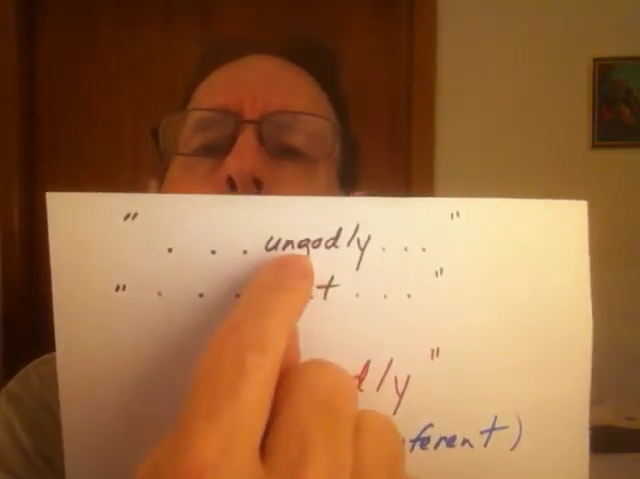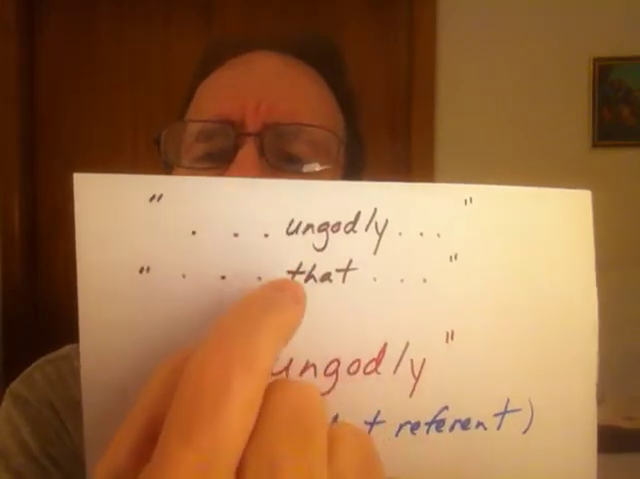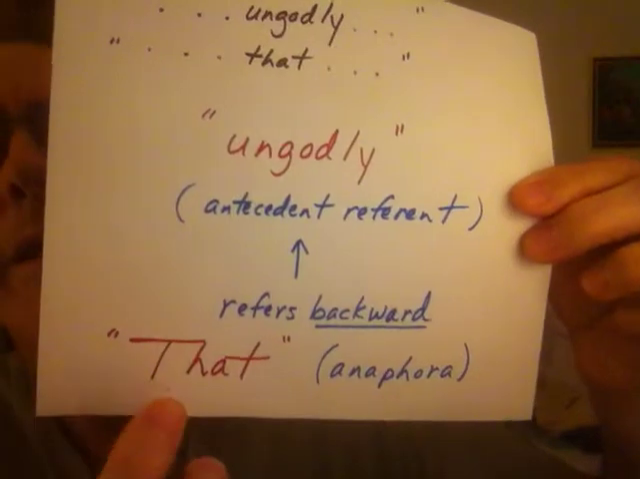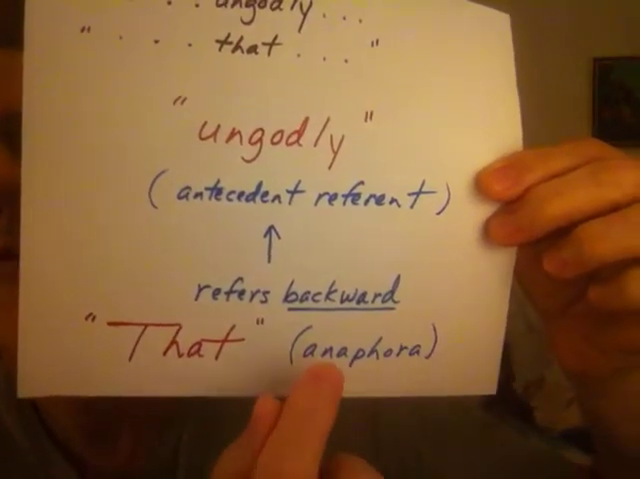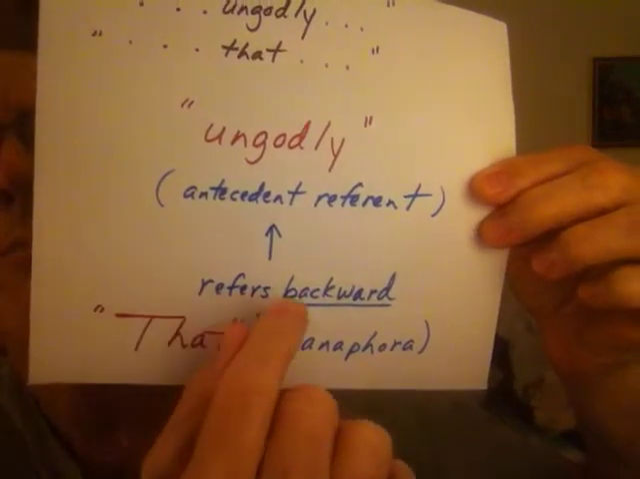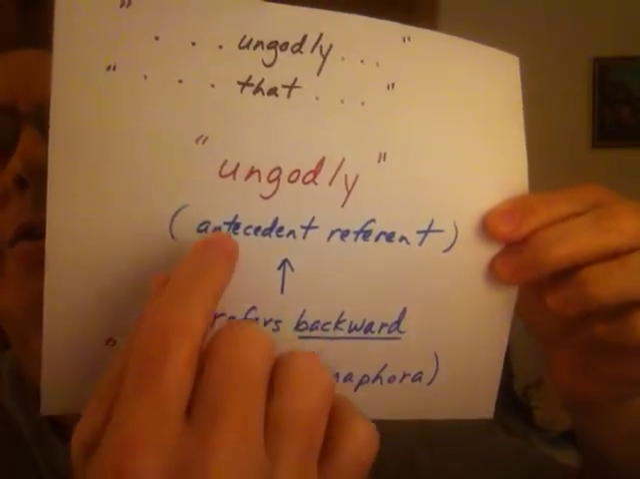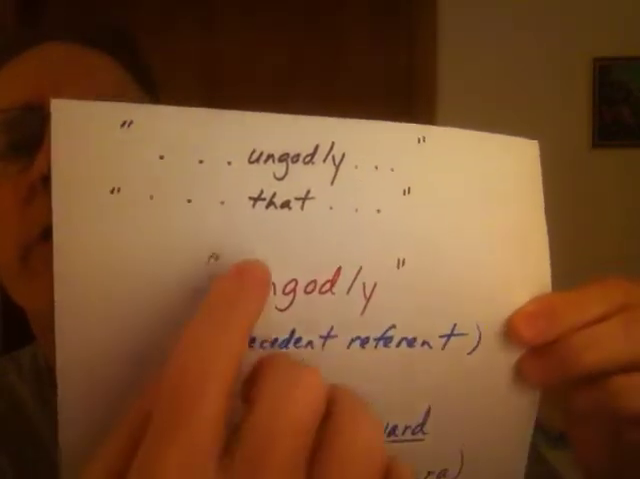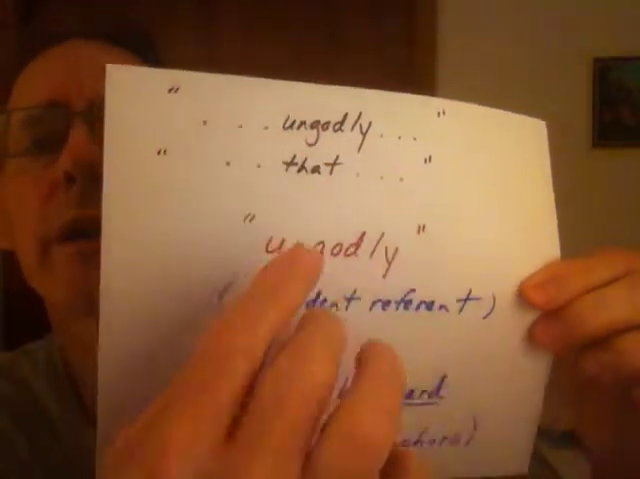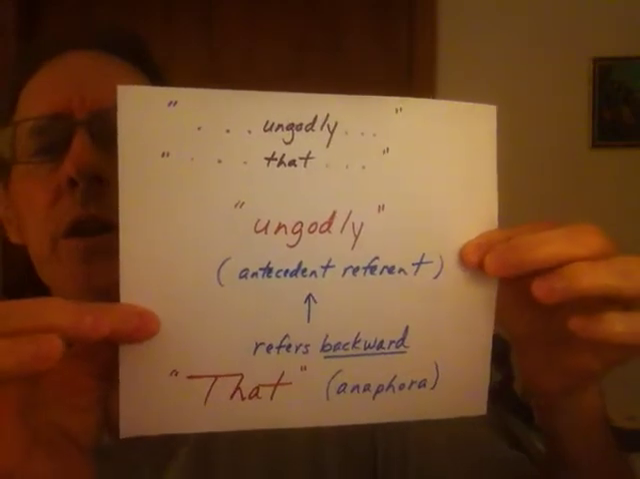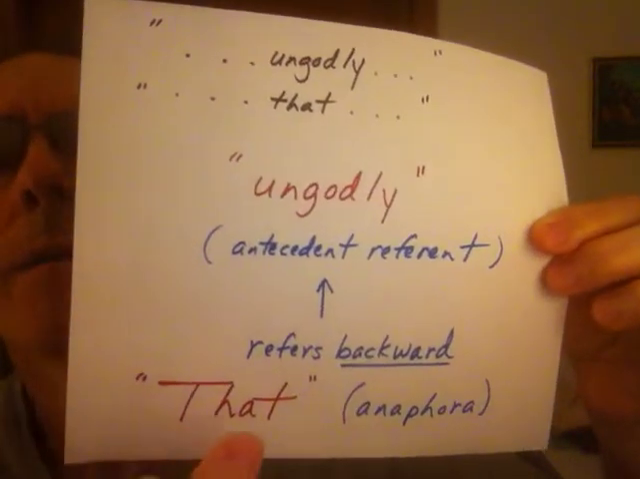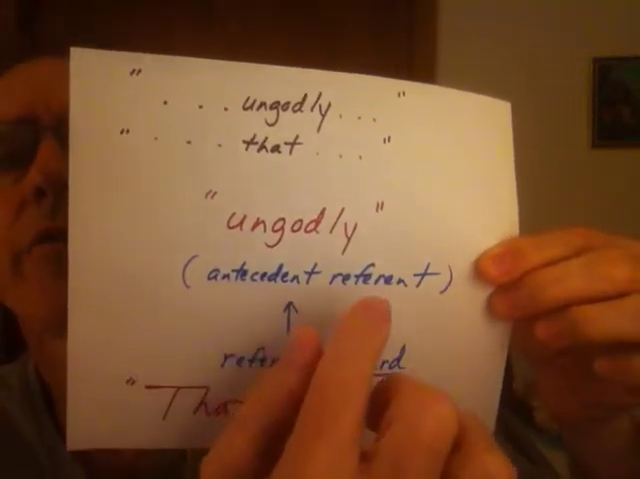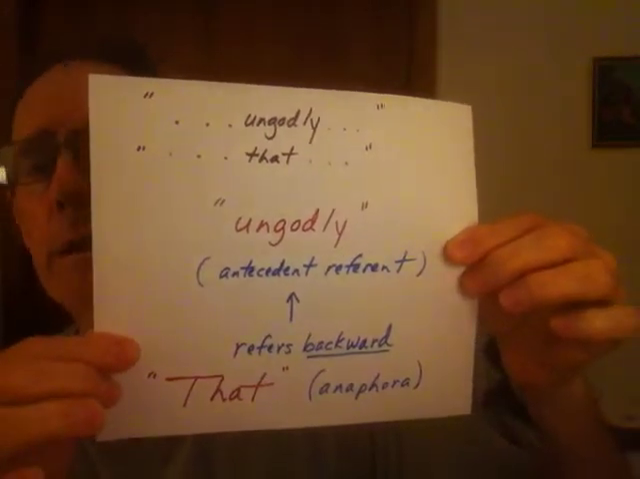Okay? Well, what happened was, in that case, ungodly, the adverb, was used, and in the next sentence, the word that was used. All right? So in that case, the word that was an anaphora. It referred backwards, all right, to the antecedent referent ungodly. In other words, it referred backwards. Okay, so in the previous video, your anaphora referred backwards to your antecedent referent. All right, made that pretty clear.